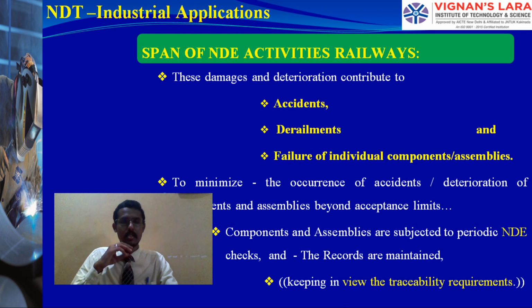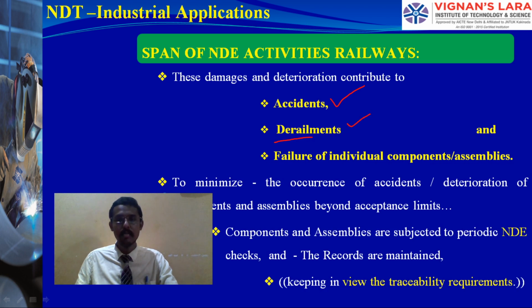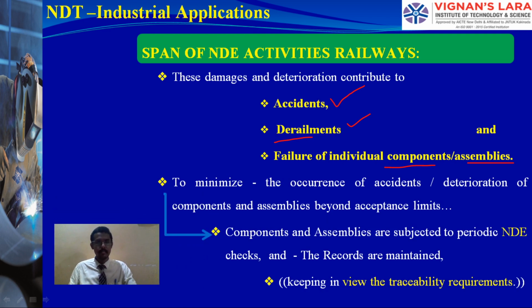These damages, the above side cracks, breakage failures and material behaviors, these damages and deteriorations contributed to, see, that is what trains cannot run, maybe leads to accidents and derailments. You see, alignment problems will happen, or maybe the failure of an individual component or assembly. Sometimes some components or assemblies, individual components, may break. So such things are all happening.